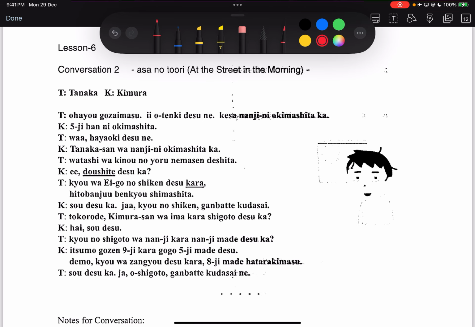You want to go toilet, is it? No. You okay? Okay. Okay, Tanaka and Kimura, again.